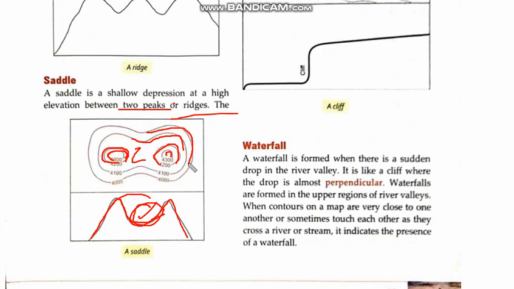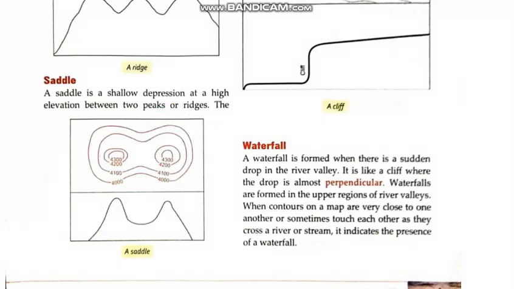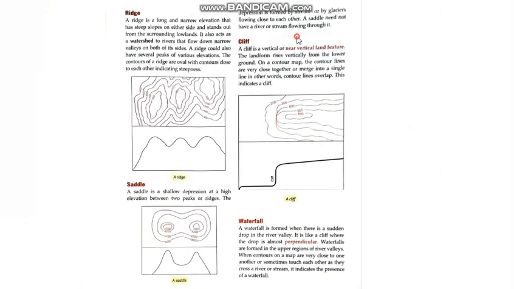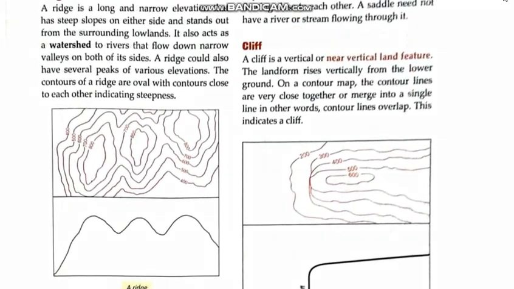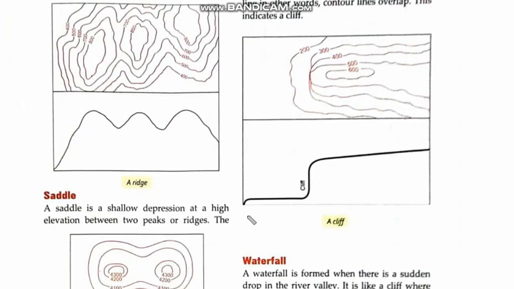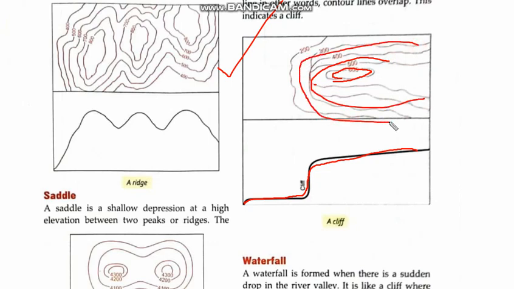So by seeing this type of pattern of the contour lines, we can understand that this is a saddle. Now next one is a cliff. So cliff is like this: first of all, a small rising, then a great rise. So this is a cliff and the diagram is like this. They are first of all making a circle, and then they are making this type of figure.